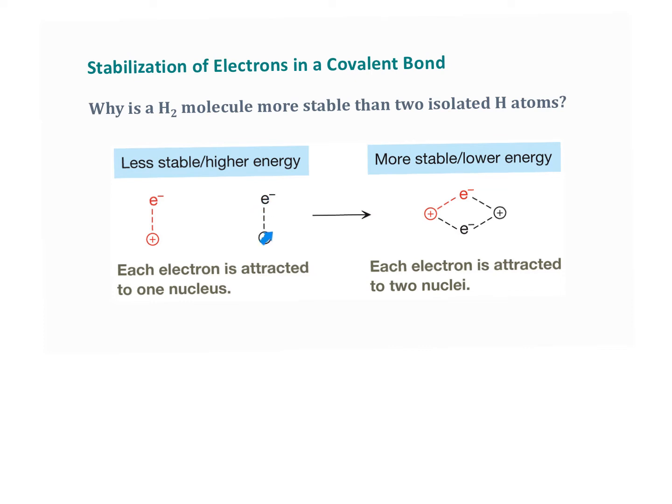So here we have one electron attracted to one nucleus and one electron attracted to another nucleus. The reason it's more stable is because we have two nuclei here and the electron can be attracted to either of those.